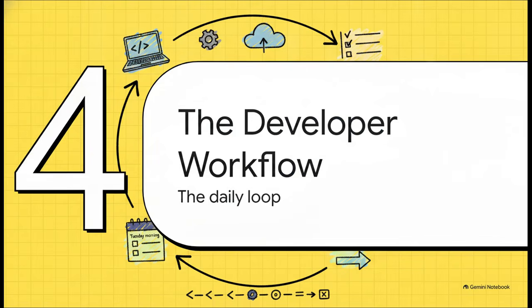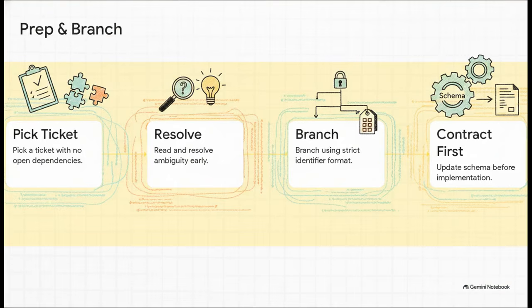That brings us to Section 4, the developer workflow, the daily repeatable loop. How does an engineer actually interact with this system on, say, a random Tuesday morning? Well, the first half of the developer loop focuses purely on preparation. Step 1 is to pick a ticket from the generated board that has absolutely no open dependencies, because working out of order is exactly how you end up building against a shifting foundation.